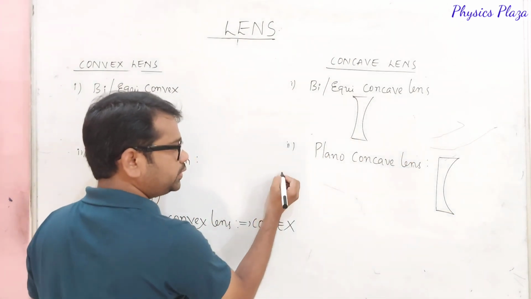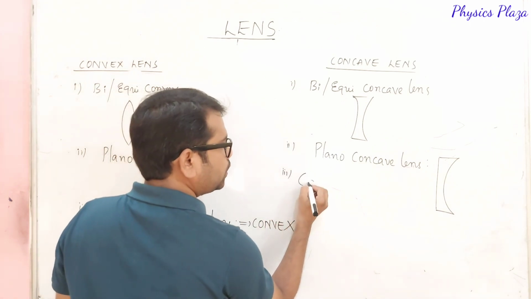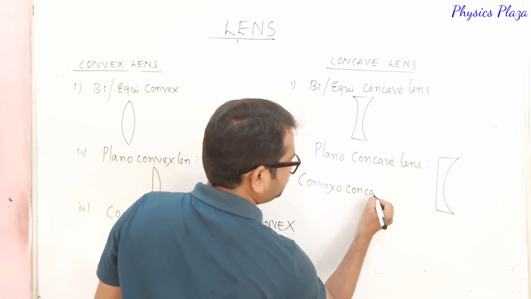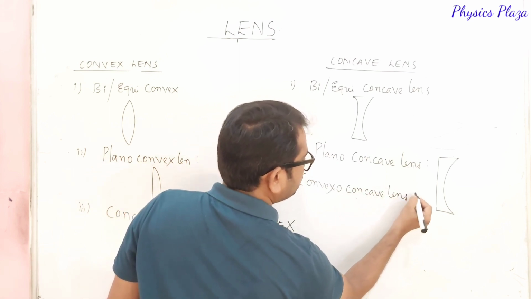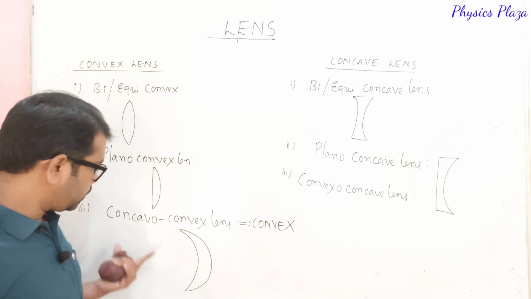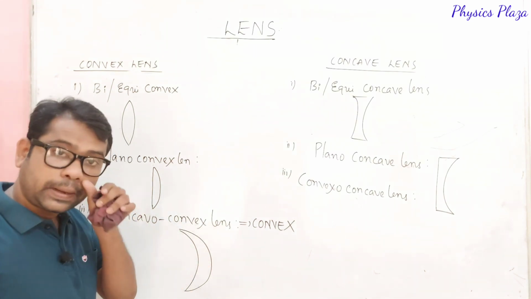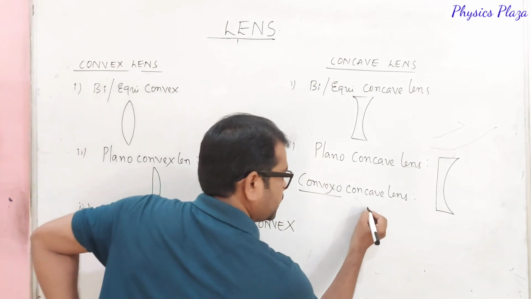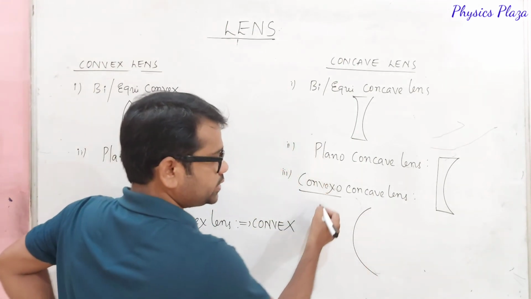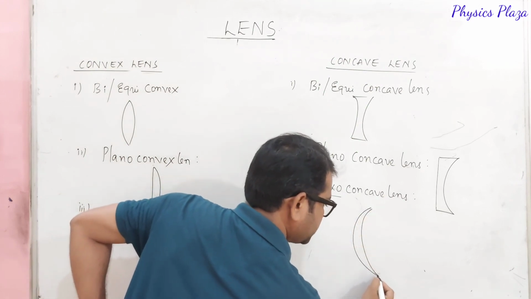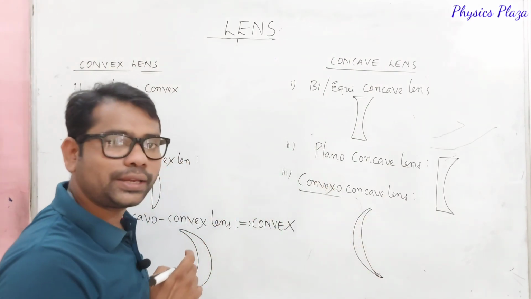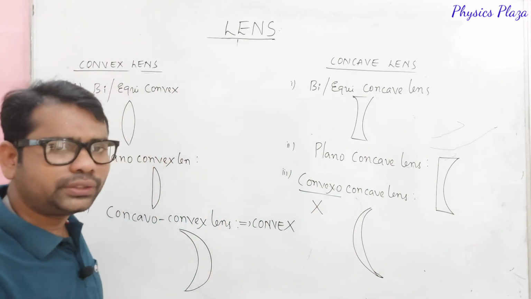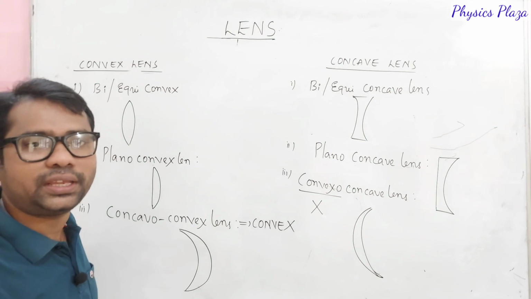Fine. Now come to the third one. It is the convexo concave lens. Generally, how do we make it? Concave surface first, convex surface second. Now children, here the first convex surface is coming, next the concave surface. So easy, right? But dear children, this is wrong. This is not the way to write it actually.